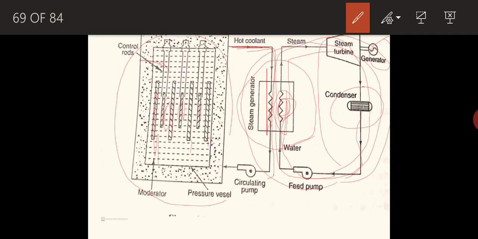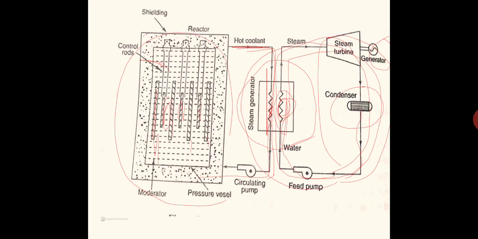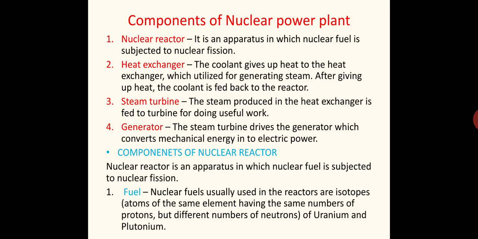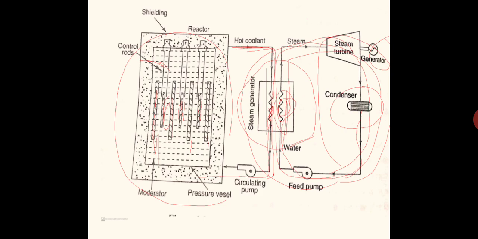After giving the heat to the water, the coolant will be again circulated into the nuclear reactor. So that is the working of the nuclear reactor, the nuclear power plant. I think the concept is clear for you. One more thing I had to add is that there should be a strong shield outside the nuclear reactor to prevent radiation from reaching the atmosphere. That is added to the safety precautions.